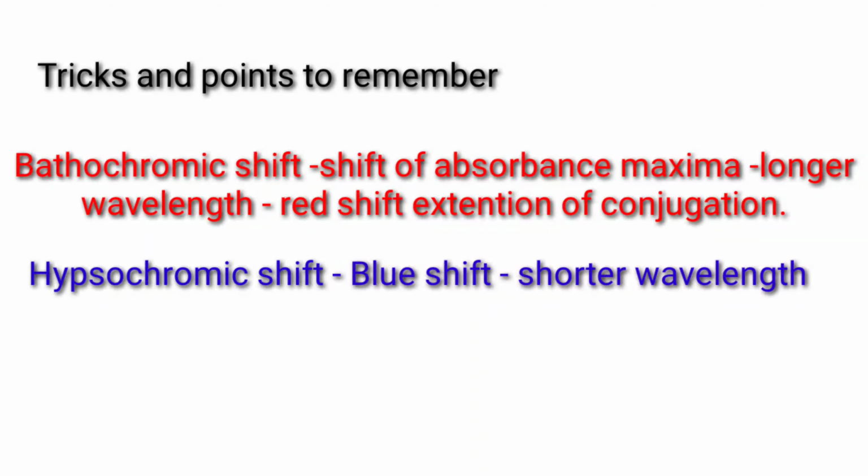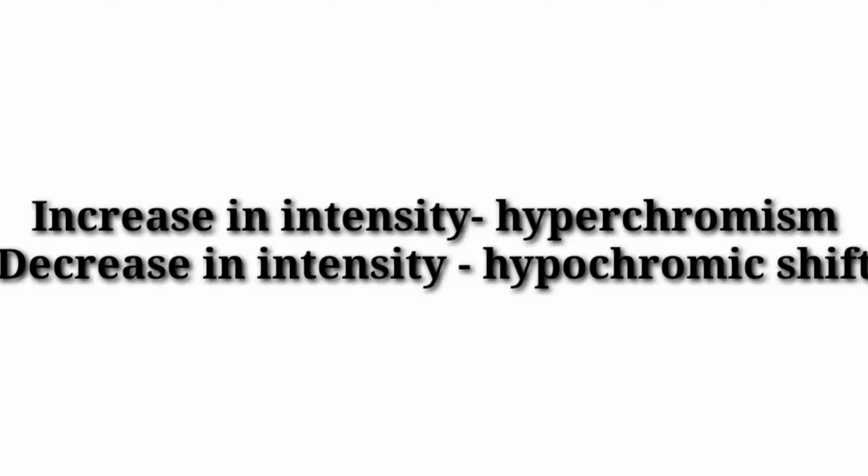And these can be remembered by using codes BRL, B for batho, R for redshift, L for longer wavelength, and for hypsochromic it is HSB, H for hypso, S for smaller wavelength, B for blue shift. And the absorbance of chromophore is denoted by its intensity and is denoted as hyper and hypochromic shift. Hyper means increase in the intensity of absorbance and hypo means decrease. We can easily remember hyper means increase, hypo means decrease. So in this way you can answer this question very easily.